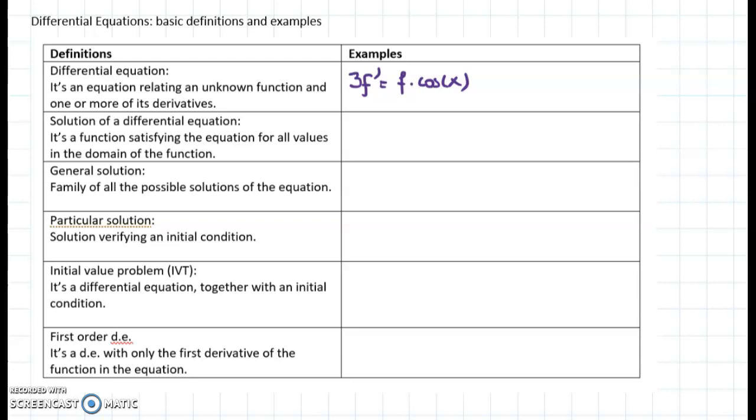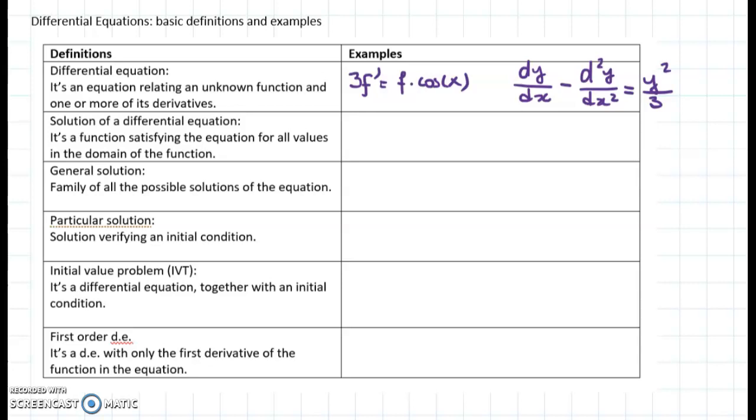Let me write another example of a differential equation. Let's say that we know that the derivative of y with respect to x, so here our function is y, minus the second derivative of y with respect to x, is equal to y squared over 3. So again, we have an equation. The unknown, what we would like to find, is the function y, which is a function of x. And we have some information about the relationship between y, its derivative, and its second derivative. That's what we mean by a differential equation.